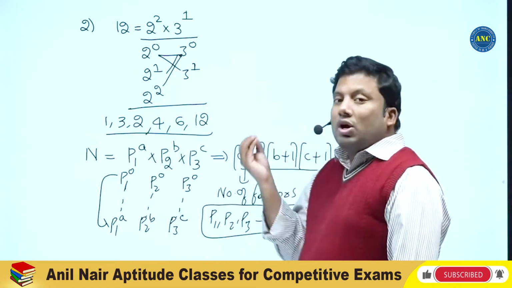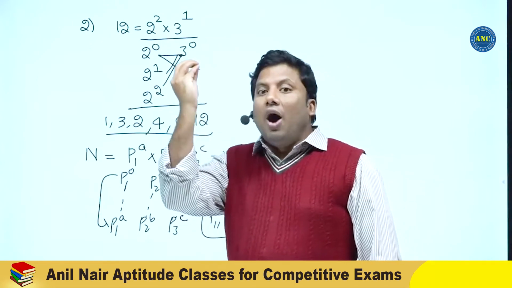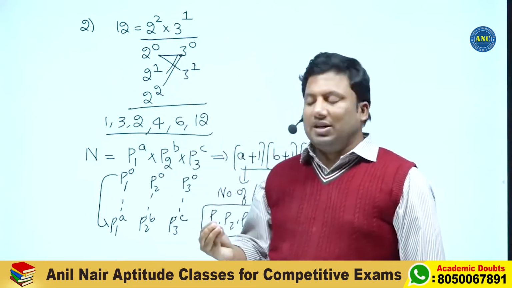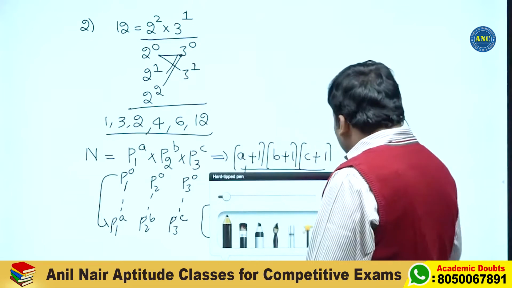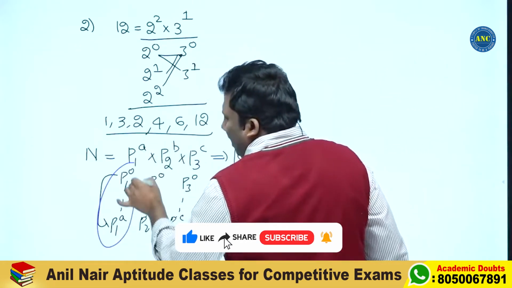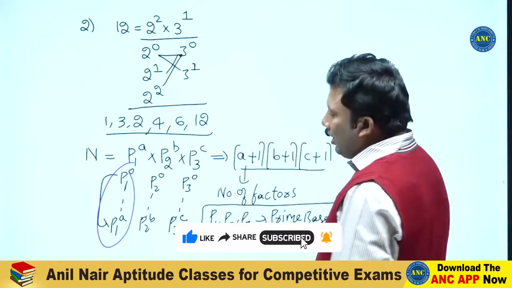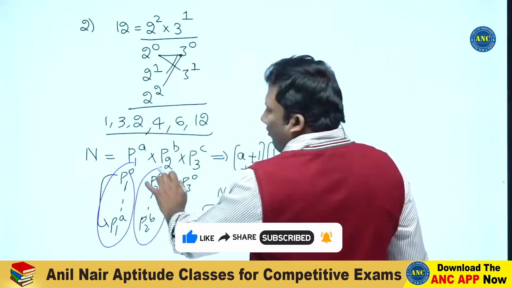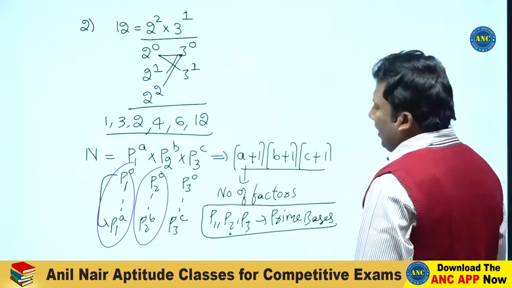Slide 2 talks about how to determine the number of factors. Why are we doing multiplication, why are we not doing addition? From 0 to A, it is A plus 1. From 0 to B, it is B plus 1.